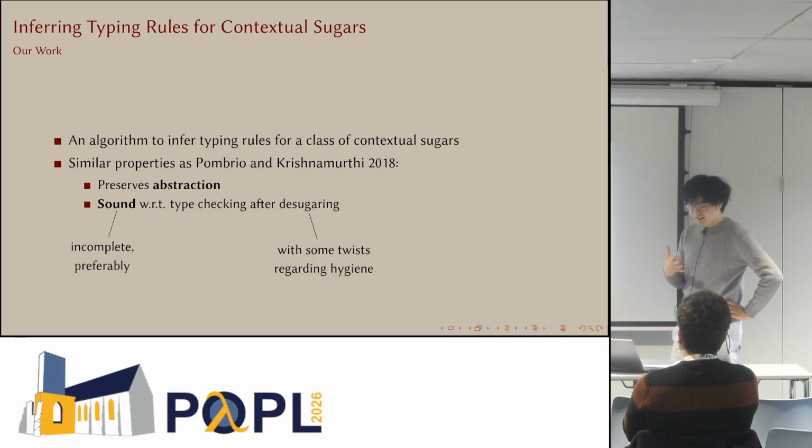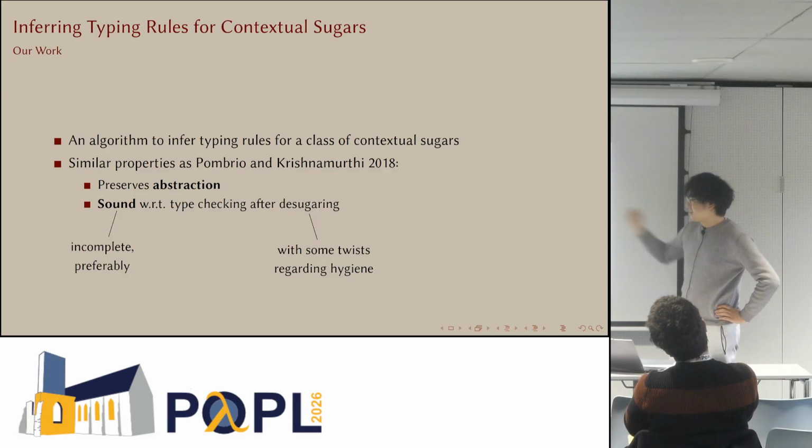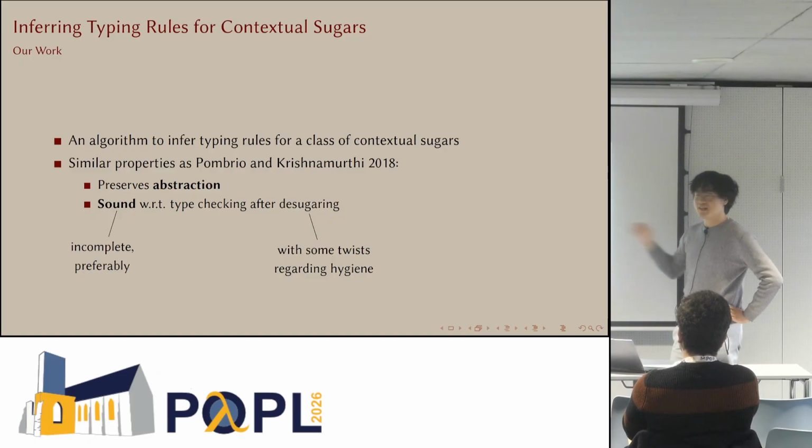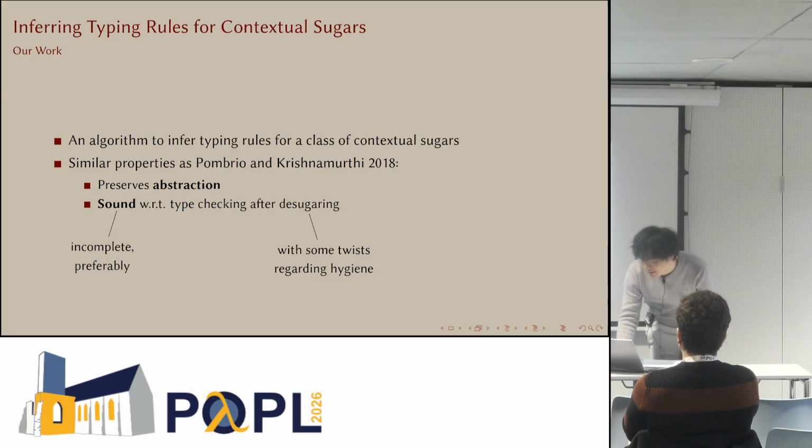We introduce this context to contextual sugars, and we provide an algorithm to infer typing rules for a class of them. And the outcome of our inferred rules shares similar properties with Pombrio and Krishnamurthy's. So it still preserves abstraction. And regarding correctness, we say it's sound. We will see why it's incomplete, but that is actually something desirable. And it's sound with respect to type checking after desugaring. But there are also some twists regarding hygiene. We will briefly talk about that later.